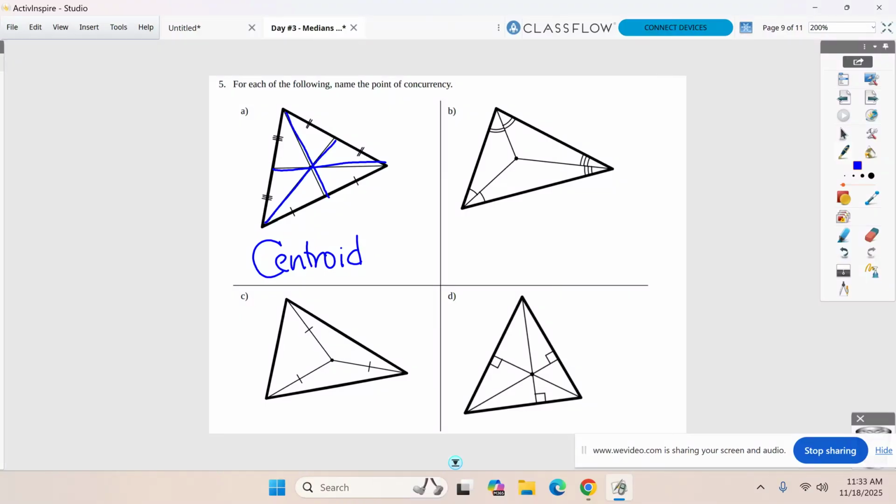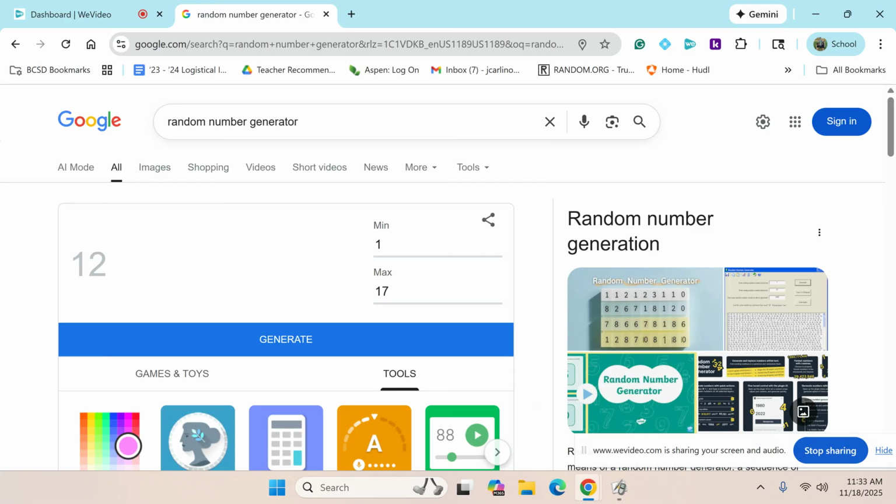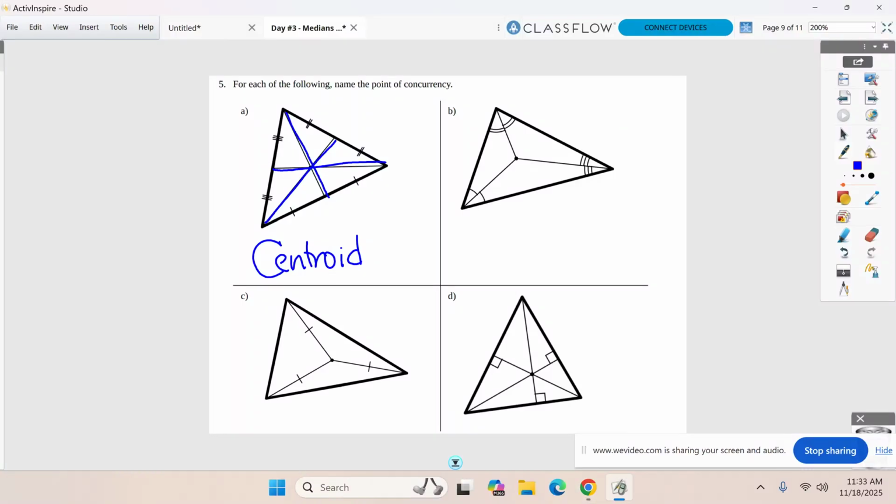All right, what do you say here? Which one had equals? Which one had it ready? Part B. What point am I showing in part B here? Jalen, what am I showing? Incenter, because those are all angle bisectors.